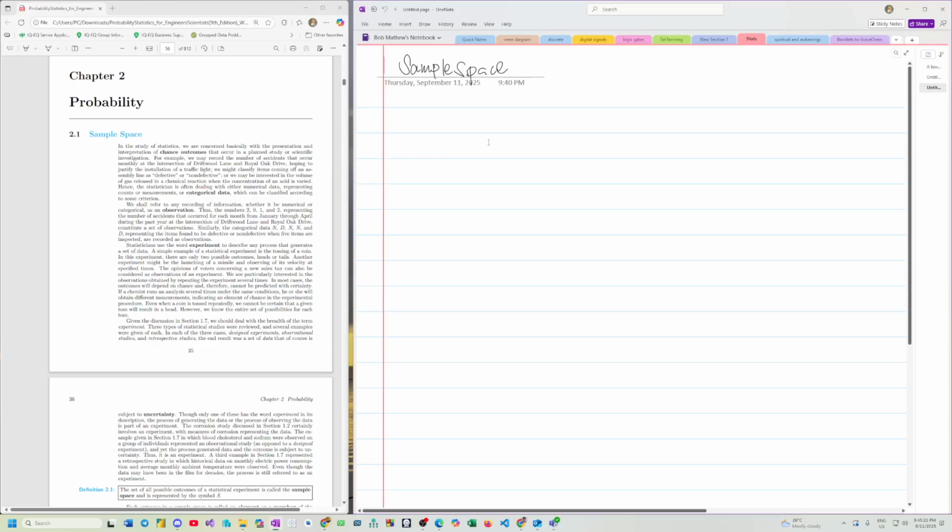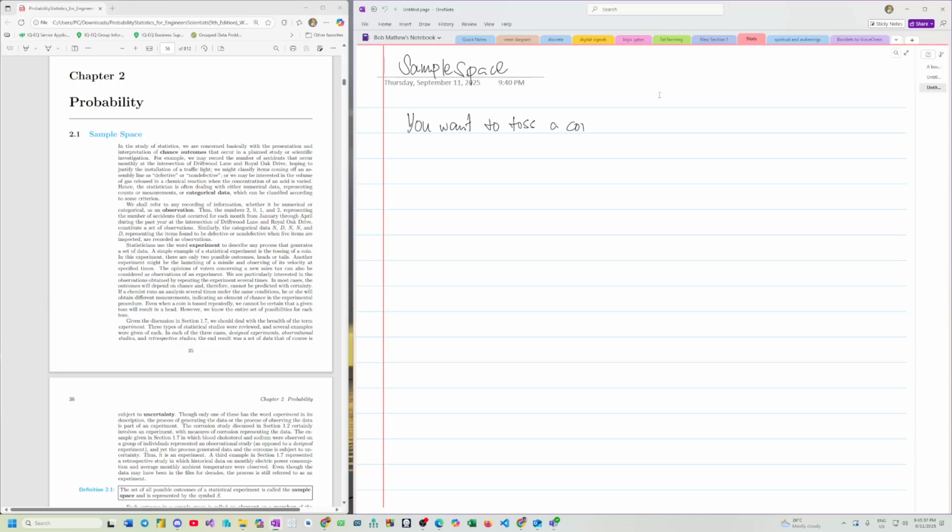Okay, so what is a sample space? Supposedly you want to do something, and let's say for example you want to toss a coin, and you would like to know all the possible results when you toss a coin. So in a coin we have heads as a result and tails, of course.